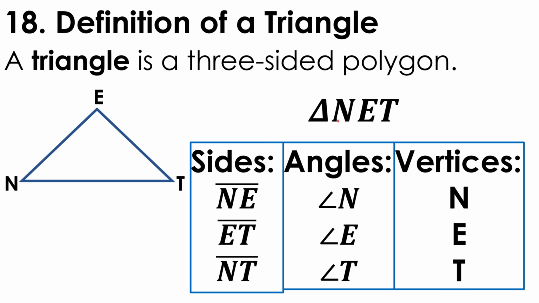Every triangle, like triangle NEP, has 3 sides, 3 angles, and 3 vertices. The 3 sides are side NE, side EP, and side NP. Also, the angles are angle N, angle E, angle P. And the vertices are also vertex N, vertex E, and vertex P.